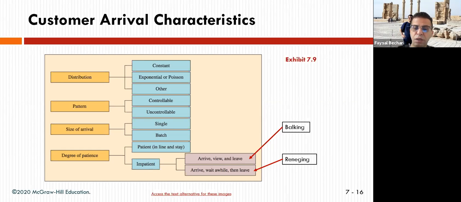One is patient, who can wait. And there are two types: they arrive, view, and leave; or they arrive, wait a while, then leave. These are two types of people, so what's the big deal about it? If somebody arrives, waits, and leaves, that makes the line bigger and longer. There are also people who come and see the line is so big, and they also leave. So these are things you need to look at when you're providing a queue.